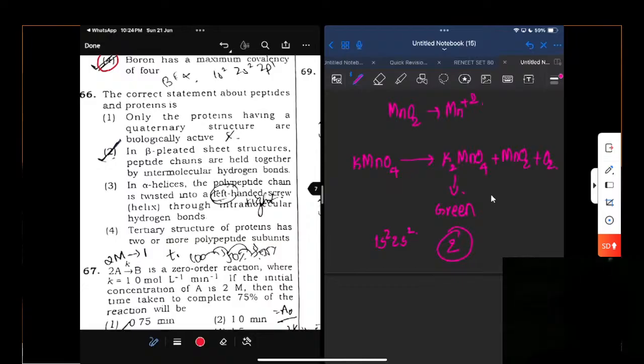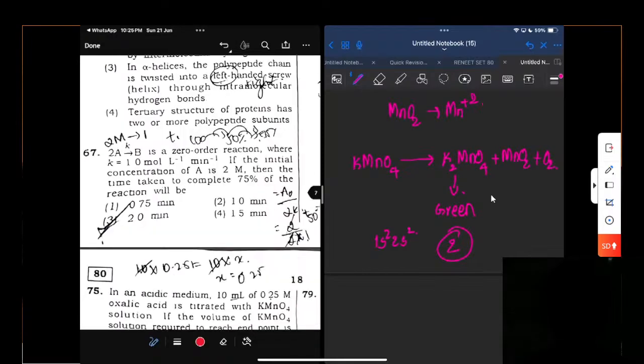Next, question number 66. The correct statement about peptides and proteins is, first one, only the proteins having a quaternary structure are biologically active. This is wrong because some tertiary structures are also biologically active in nature. And next, second one, in beta pleated sheet structure, peptide chains are held together by intermolecular hydrogen bonding. This option is correct. Check the other two options also. Anyway, we got this. We are moving on to the next question, 67.